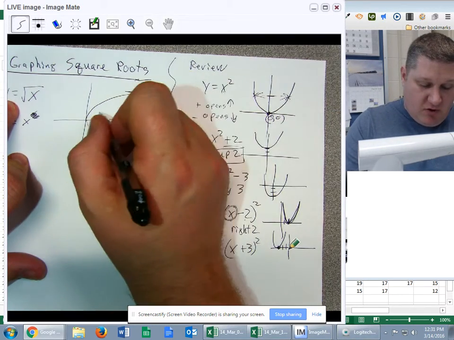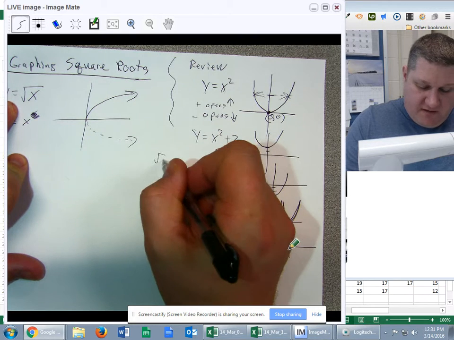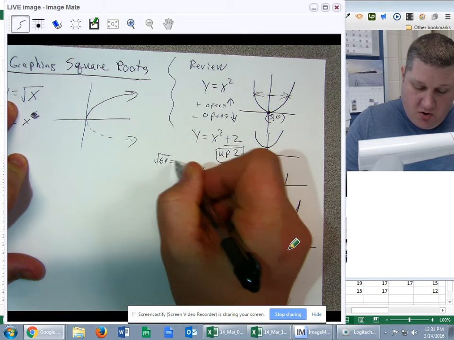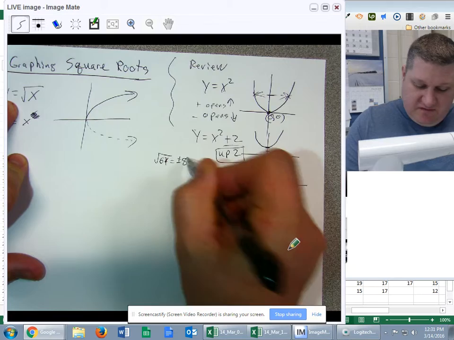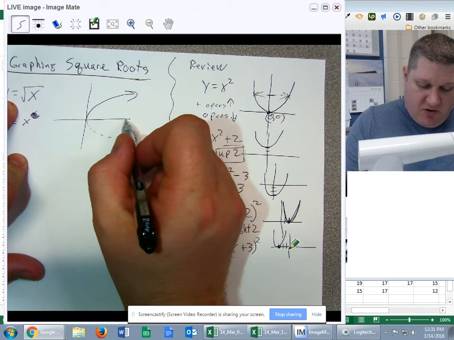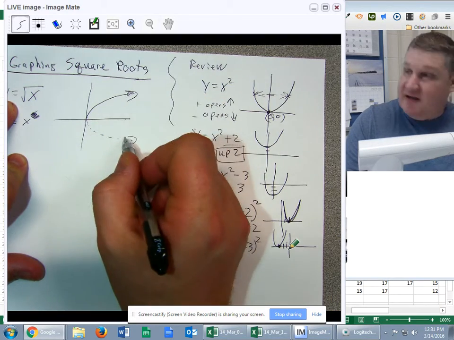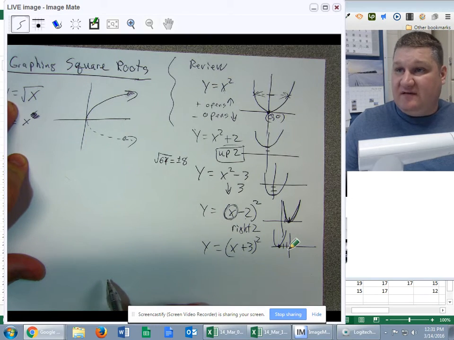Ideally, with square roots, what's the square root of 64? 8. No, plus or minus 8. Plus or minus 8. Because ideally, you would go over there and you go up and down. Does that make sense? Yeah.